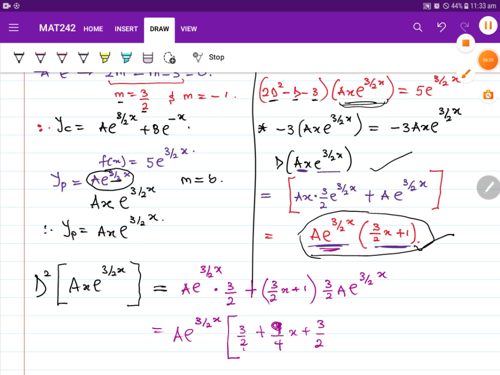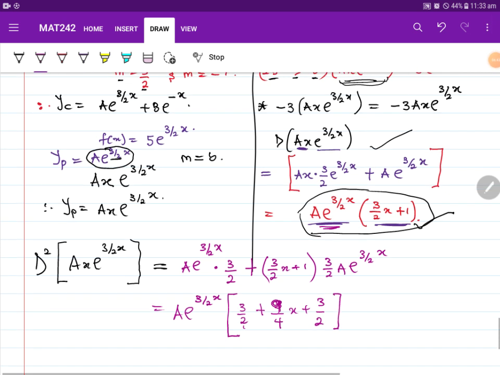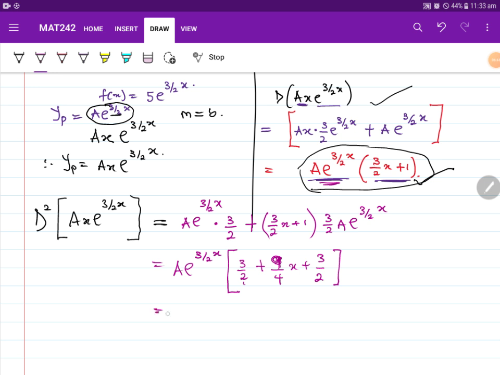9 over 4x plus 3 over 2. Close the bracket, which is the same thing as e^(3/2 x) into bracket 9 over 4x plus 3 when you find the LCM. Okay, now this is the second derivative. Let me note that with an asterisk. This is the second derivative.